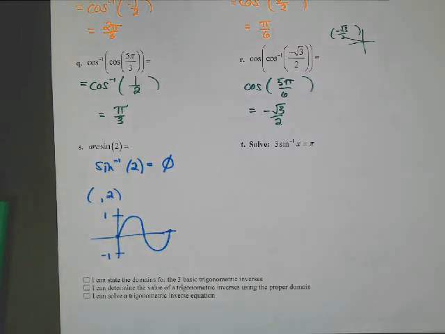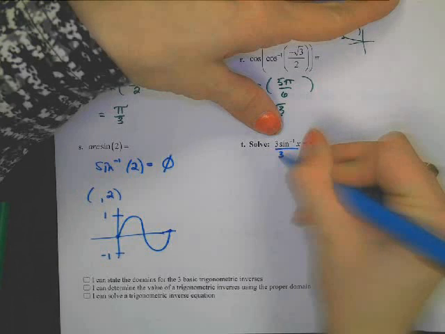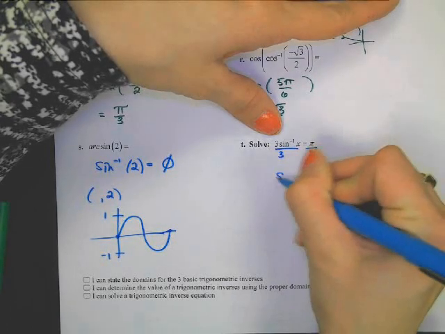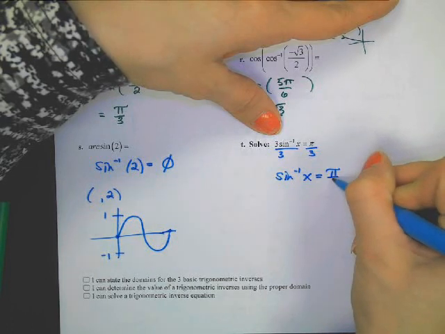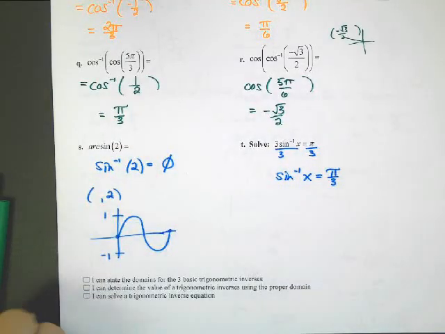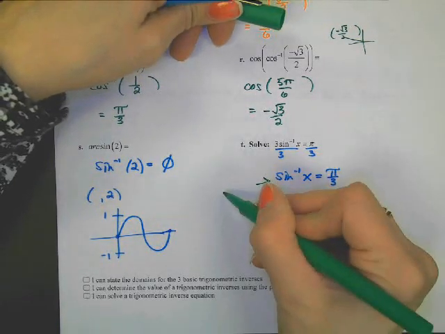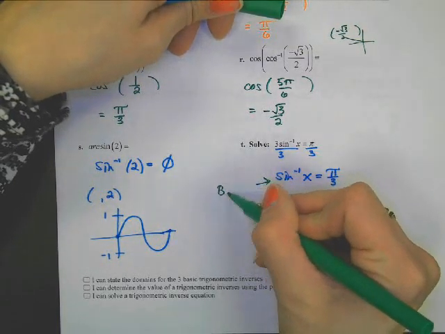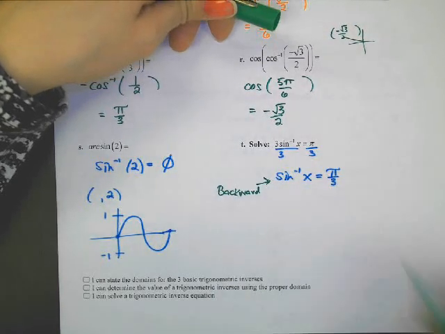Okay, over here we've got an equation to solve. So before I solve anything, let's divide both sides by 3. So it says sine inverse of x equals pi over 3. And I'm going to put a little note here that I want to see in your notes. This sentence, this equation, is backwards. Okay, that is an inverse equation.